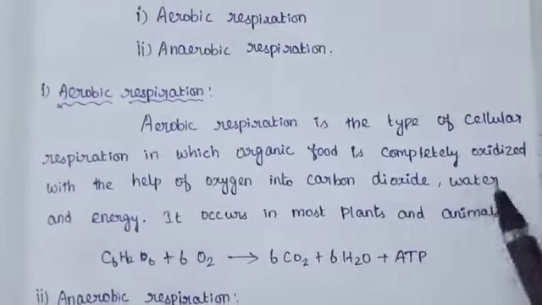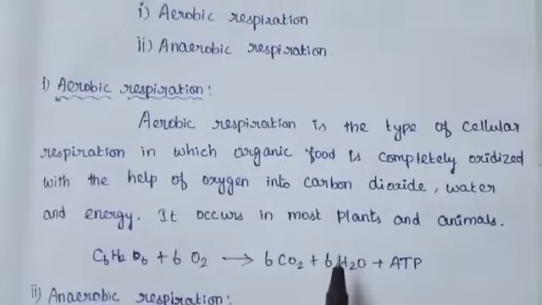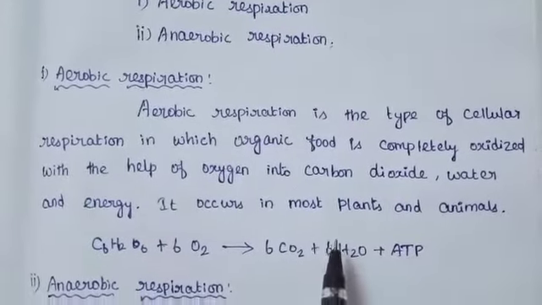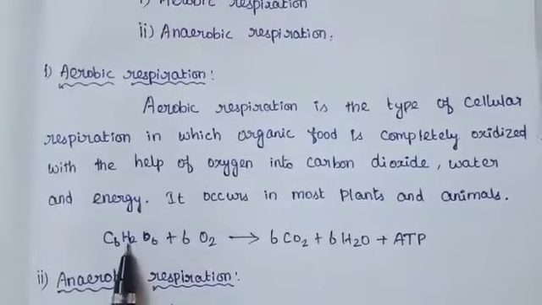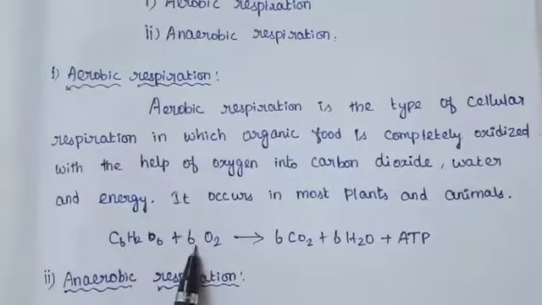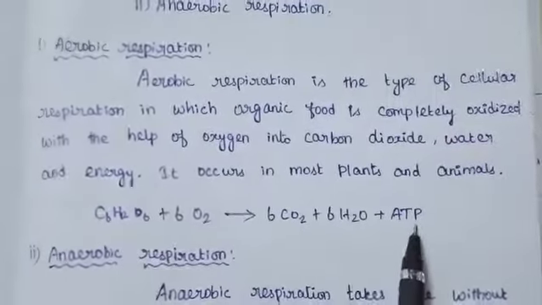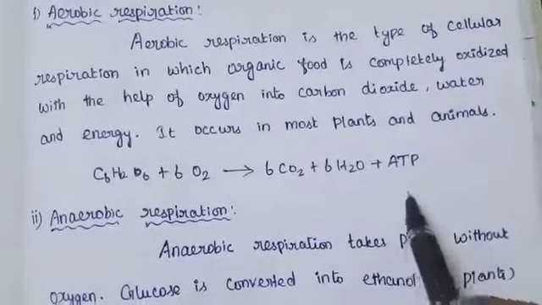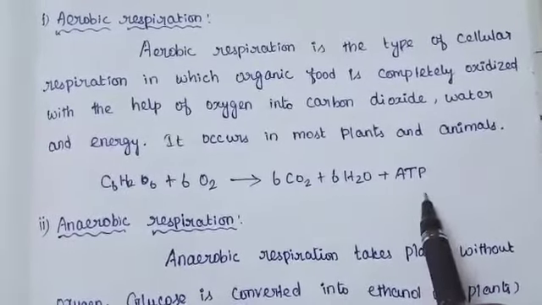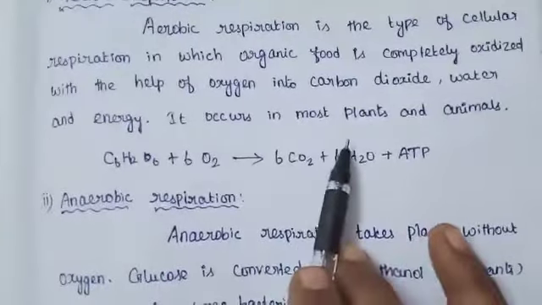Aerobic respiration is the type of cellular respiration in which organic food, the food, this is glucose, is completely oxidized with the help of oxygen into carbon dioxide, water and energy. It releases carbon dioxide, water and ATP energy, 2900 kilojoules of energy. Aerobic respiration occurs only in plants and animals.